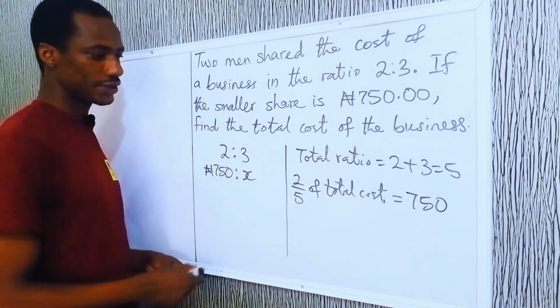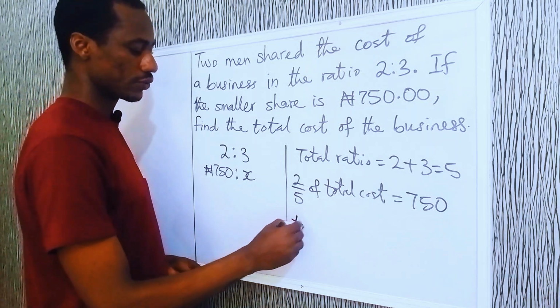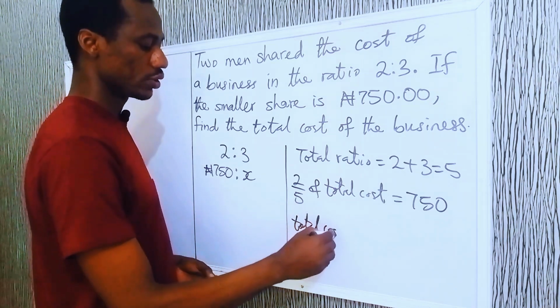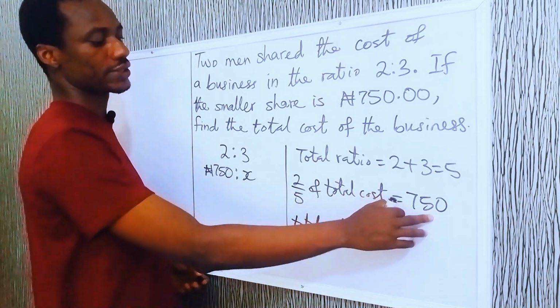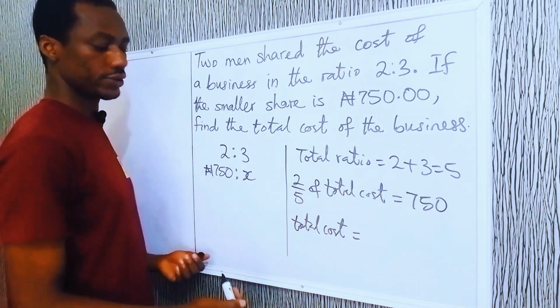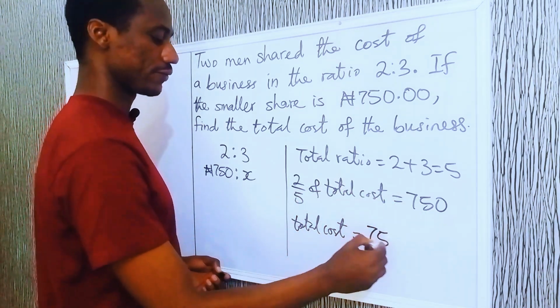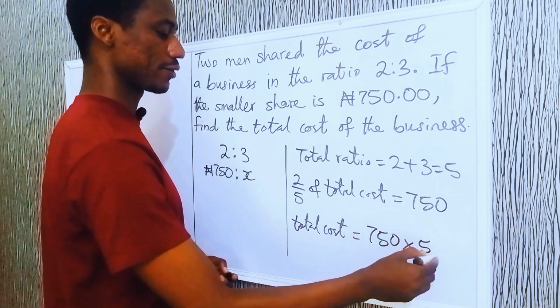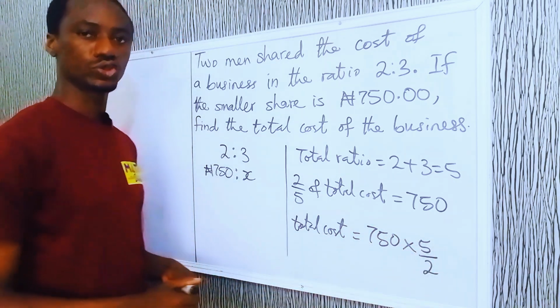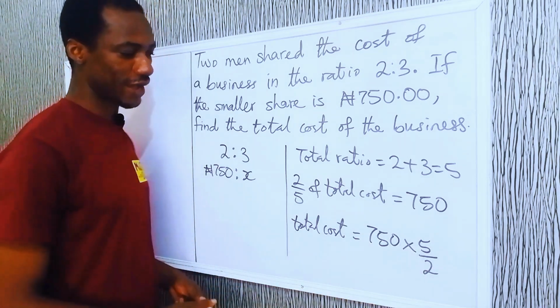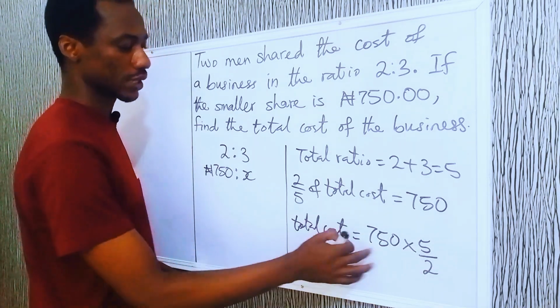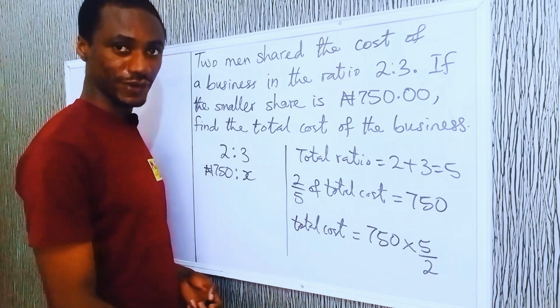So how do we find the total cost? To find the total cost, we do the inverse of this times the quantity. So you do 750 times 5/2. So total cost is 750 times 5/2. We can just divide this and then multiply by 5.